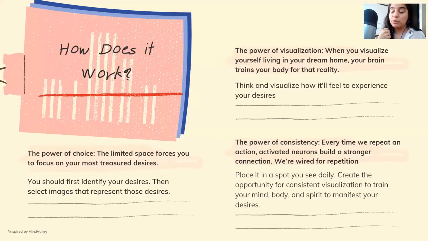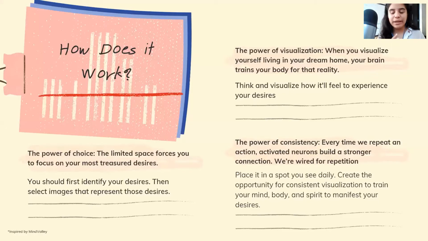Every time we repeat an action, we activate our neurons to build a stronger connection. That's how we build any type of skill. So visualization and manifestation can be considered a skill because it's like a muscle. You can actually train your manifestation muscle. And the way it works is by having proof that it has worked in the past, and by repetition, when you train it every time you can.